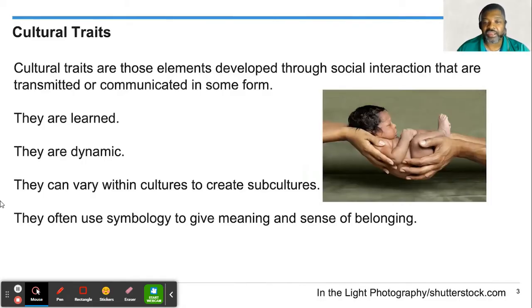Cultural traits are those elements developed through social interaction and are transmitted or communicated in some form. They are learned in the sense of through some type of association they are transmitted. As a baby, you probably heard the first elements of your native language from one of your parents. As you got older, you learned more about your culture through even greater interactions.